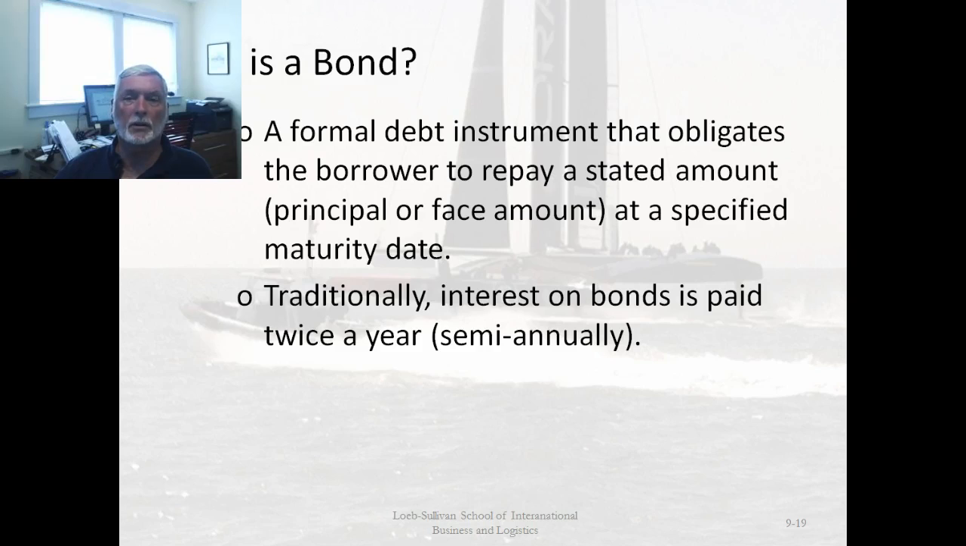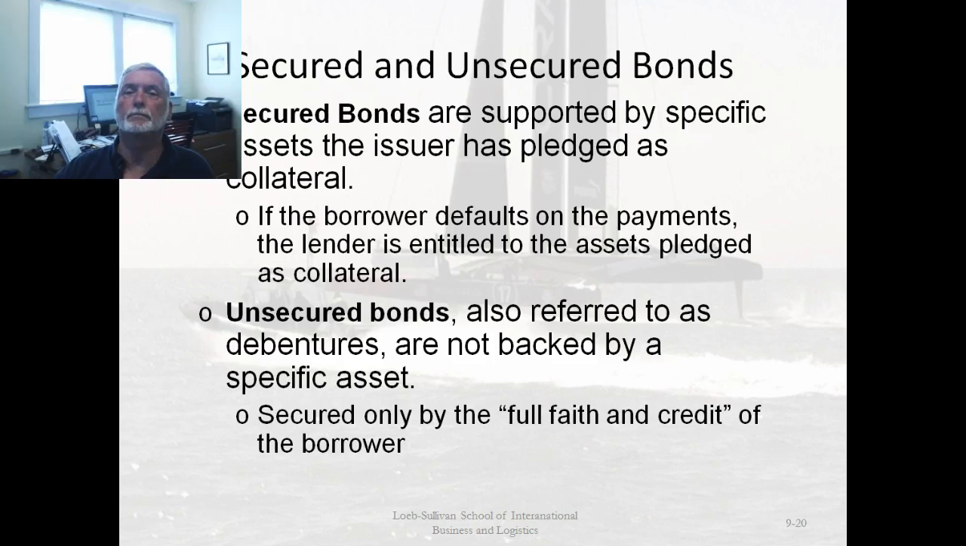So if I borrowed $100,000, if I issued a $100,000 bond for 10 years at 10% interest, I would pay interest of $5,000 every 6 months, or $10,000 a year. And at the end of 10 years, I would pay the bondholder the principal back, the $100,000 that they'd lent me. So no principal is paid during the period of the bond, it's paid at the end. It's not, once again, required. That's what most bonds are.